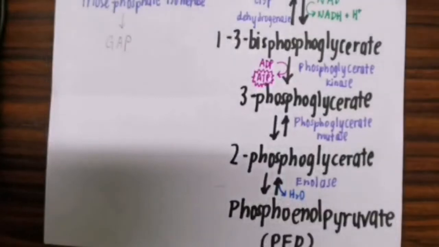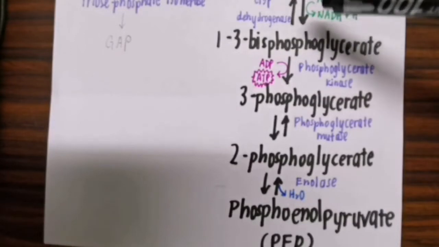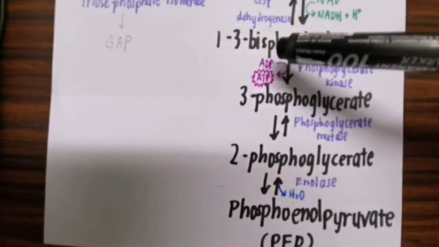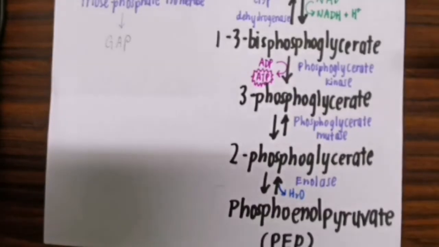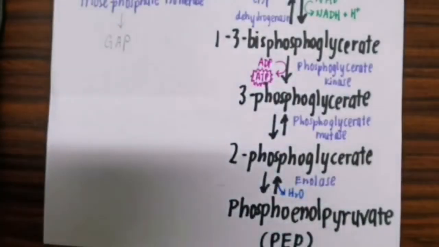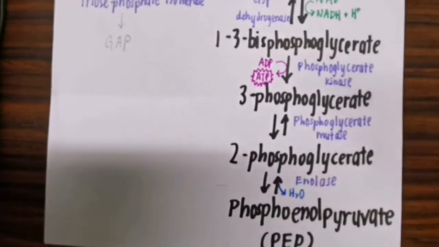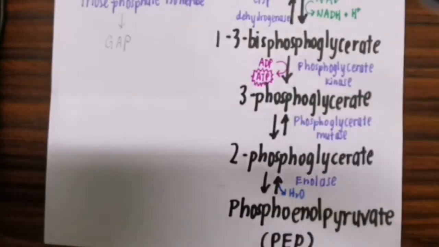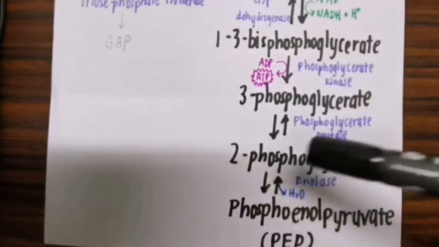Step 7 is the enzyme phosphoglycerate kinase transfers a phosphate from 1,3-bisphosphoglycerate to a molecule of ADP to form ATP. And then 3-phosphoglycerate forms. Step 8 is the enzyme phosphoglycerate mutase relocates the phosphate of the 3-phosphoglycerate from the third to the second carbon to form 2-phosphoglycerate.